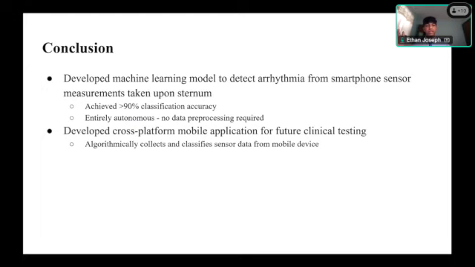And it's important to note that unlike previous work in this field, it was entirely autonomous. No manual data processing was required at any point through this project. A smartphone could simply be laid on the chest, and that recording would directly be processed entirely within the application and fed directly through the model to output a classification. And then finally, a cross-platform application was developed to sort of allow for an easy-to-use process for future clinical testing.